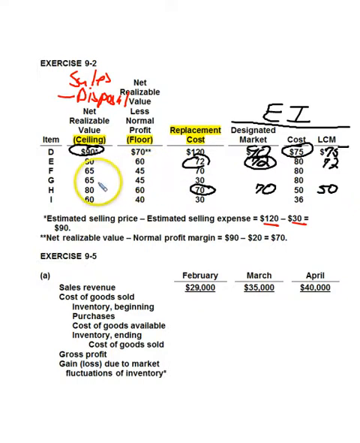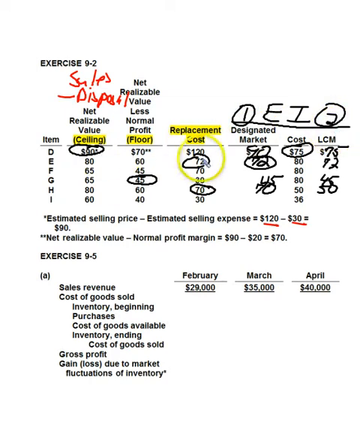Actually, I think I meant to do G. Let's do G. 65, 45, and 30. 30 can't exceed 65, which it doesn't. It can't go below 45, so 45 would be our replacement cost. Compare that, then I compare the 45 with 80, and the 45 is the lower. So again, I first solve for market. That's the first thing we do, and then we're going to compare that to cost to arrive at lower of cost or market.